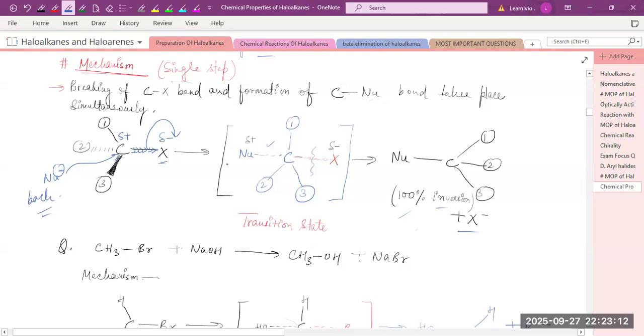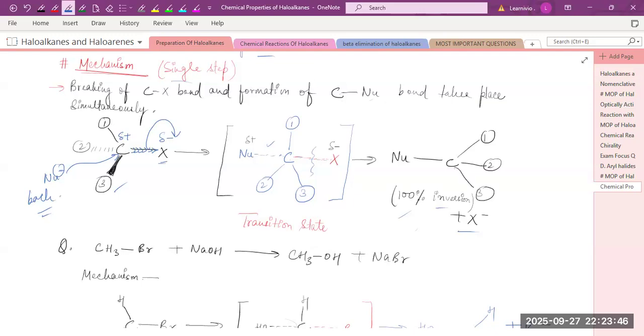So you can check when you compare these two orientations. This is the reactant, the substrate. You can see 1, 2, 3 on the left side of this carbon, and the halogen is on the right side. But here the orientation just got reversed. The carbon and these three groups are on the right side, but the nucleophile is on the left side. It means the orientation has been reversed. So that's why you will get 100% inversion product.